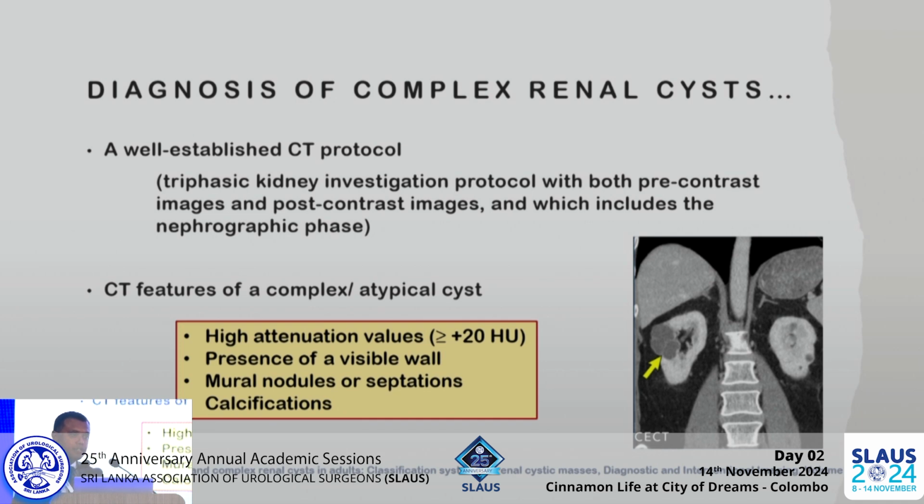For you to get the best out of the CT, you need to conduct the CT in the accepted triphasic kidney investigation protocol, where you look at the pre-contrast and post-contrast images, and particularly the nephrographic phase is very important. So I have here indicated the features of a complex cyst or an atypical cyst in a CT scan. The image next to it shows a cyst with multiple septae, and of course it's a small image. If you have a close look, you could see enhancing wall in the inferior part of the cyst.